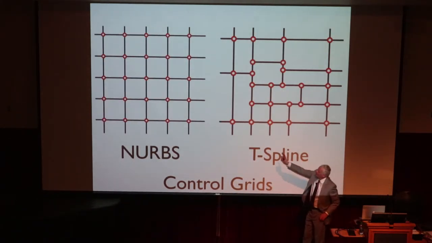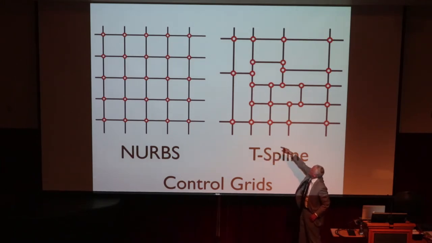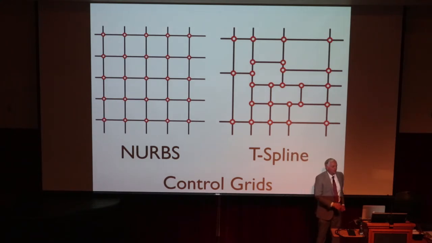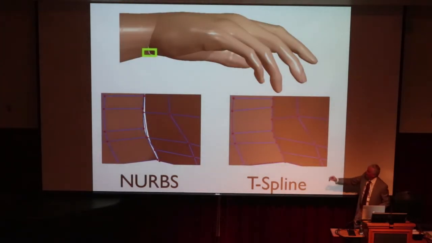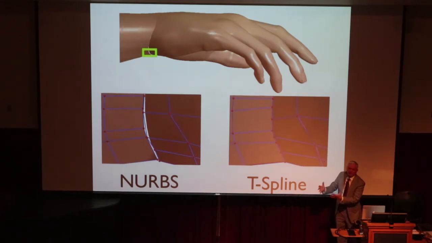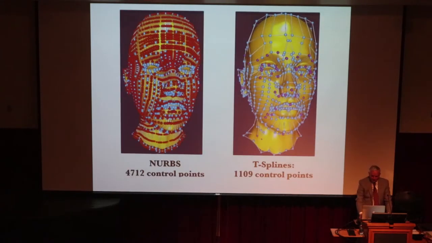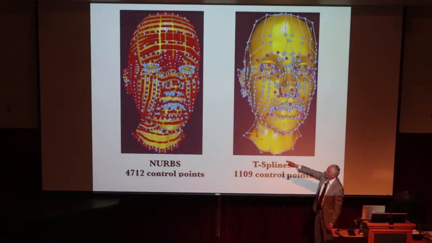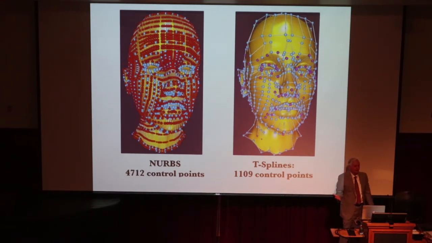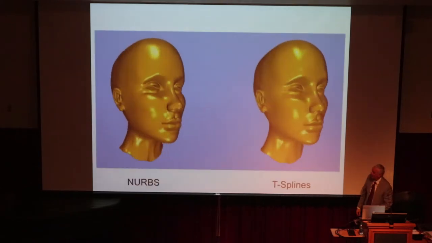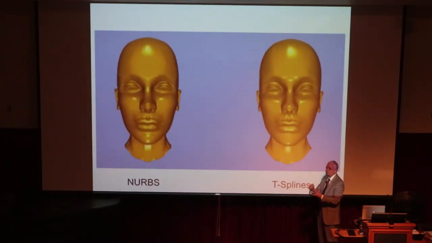T-splines, instead of having a rectangular grid of control points, has grid lines that can terminate, and so you don't have to have complete lines of control points. And this allows, for example, this model to be airtight. And so this, we thought, was kind of a big deal. Here's an example. There's a NURBS model of a head. There's a T-splines model of a head. It has fewer than one-fourth the number of control points. So for the artist, that's a very, very big deal. There's a lot fewer control points to move around.